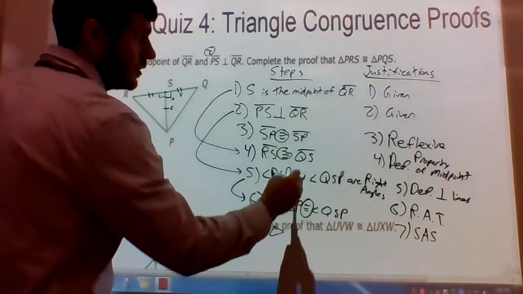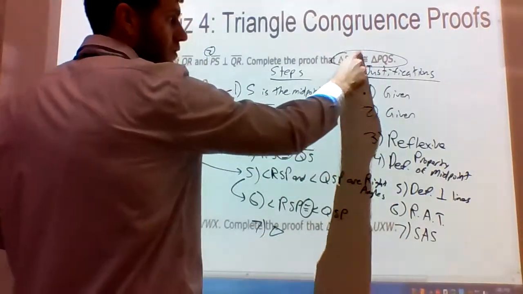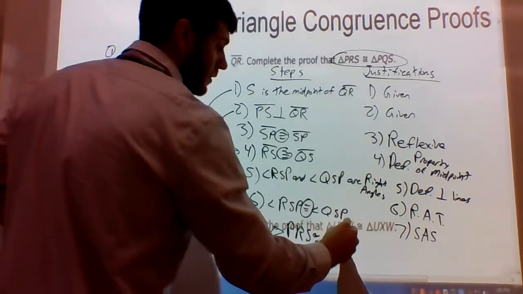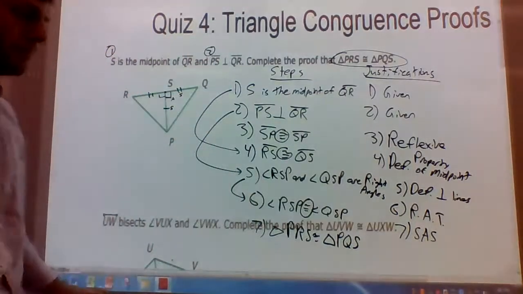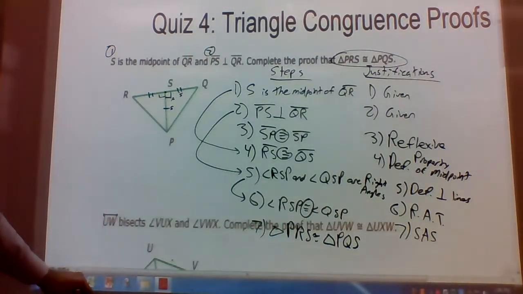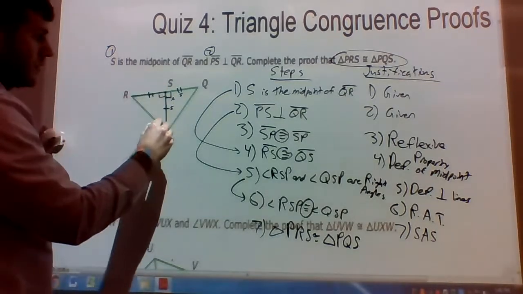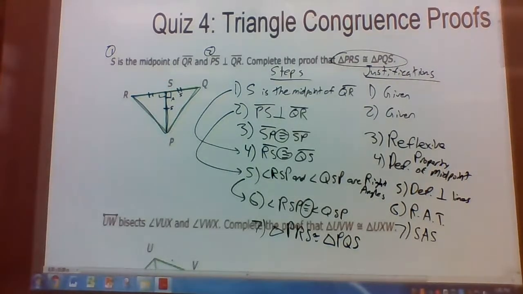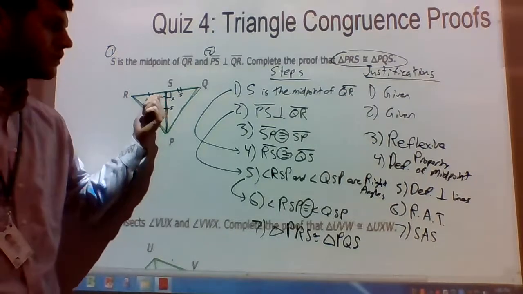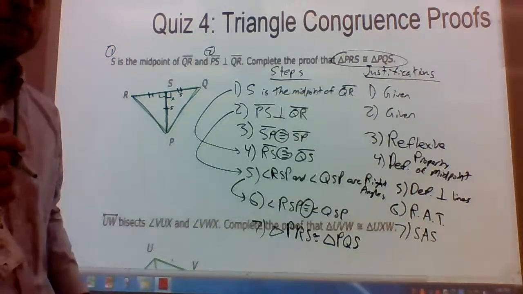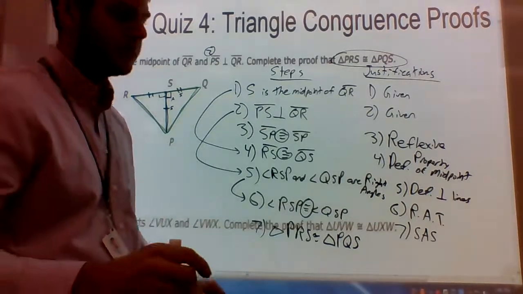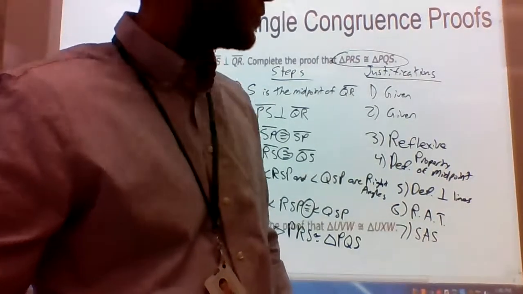So triangle, and this is what we're trying to prove. This is not a given. This is what we're trying to prove. Triangle PRS is congruent to triangle PQS. So we know these two triangles are congruent. They are the same size and shape because we know if we have two sides that are congruent and an included angle that's congruent, we know they are congruent. So that tells us these two triangles are the same size and shape. That is number 1 for version A.